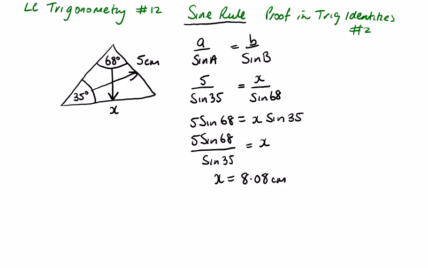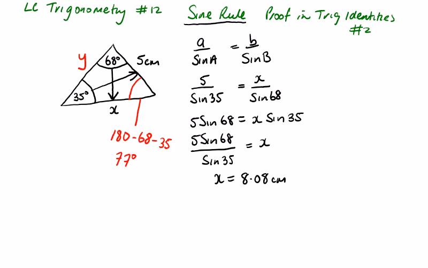So let's try and find the third side. We call this side Y. So we do need the angle. This angle is 180, take away 68, take away 35. 68 and 35 are 103, so this angle is going to be 77 degrees.